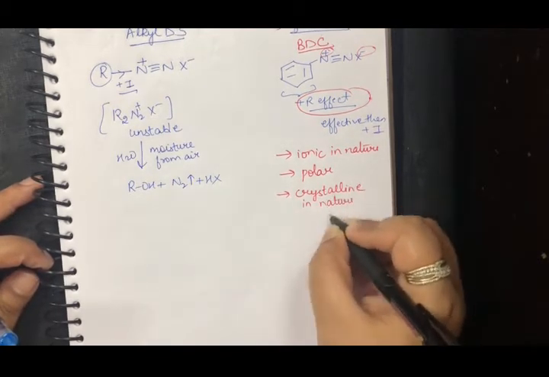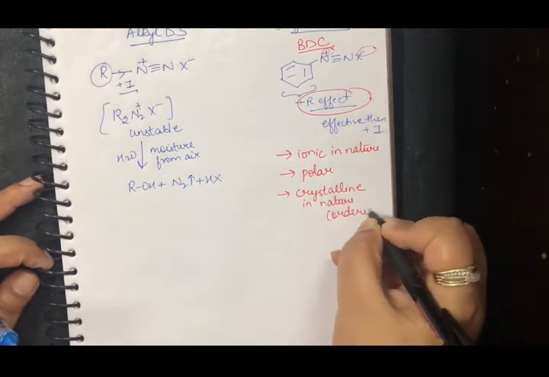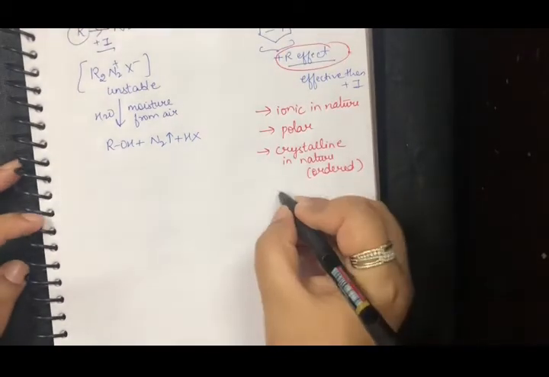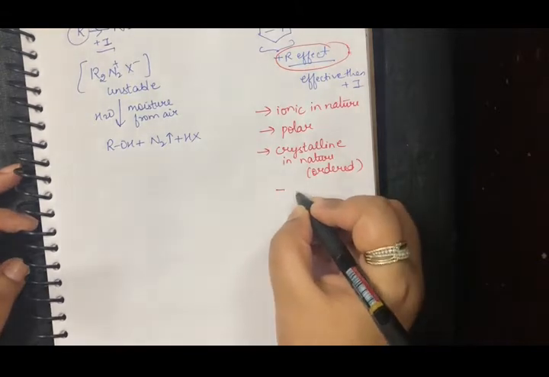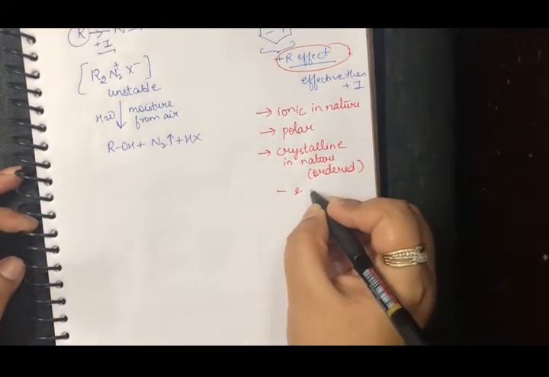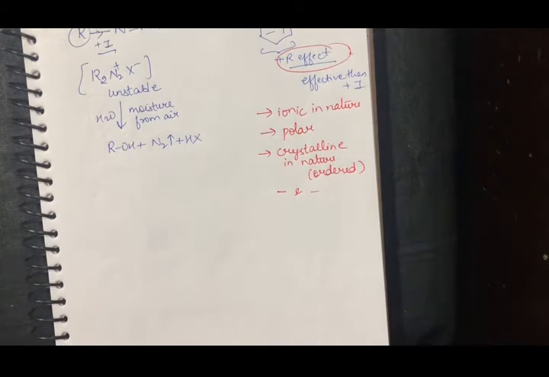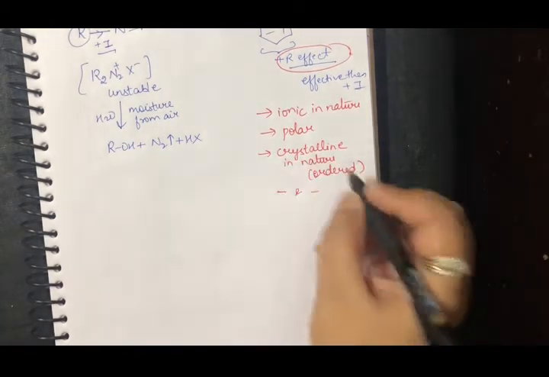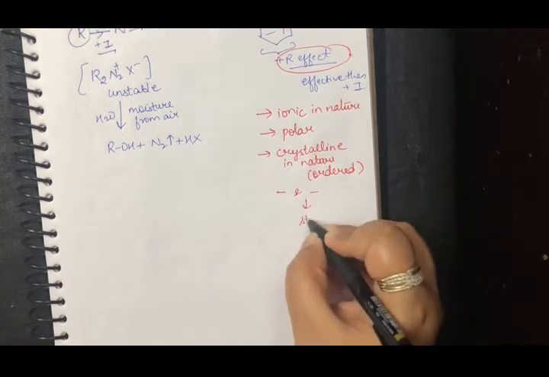That means it has an ordered structure. Ordered structure as in there would be a negative and then other charges present, negative and negative, and negative and positive. So the intermolecular forces of attraction would be there. Hence the compound would be ionic and it is going to be strong.